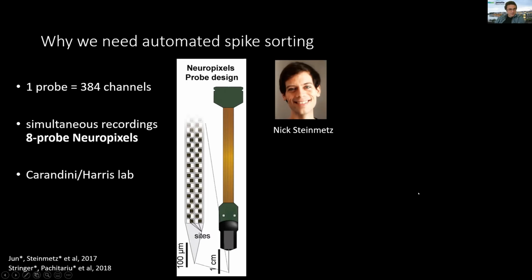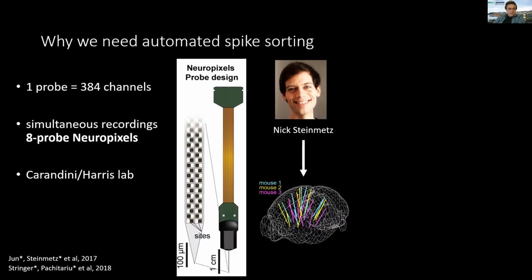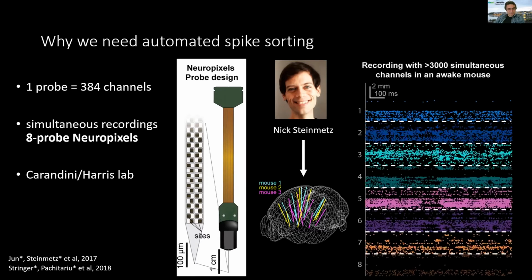Now, when I was in the Carandini-Harris lab, where they were testing these several years ago, and Nick was inserting 8 probes at the same time into the brain, that's when we realized, oh, this is a really valuable data set that we should really look into. But one of the obstacles preventing us from digging in was that it required a lot of manual curation after spike sorting. And so that really prompted a lot of the developments behind Kilosort, to allow us to look at these bigger data sets without all the pain that comes from spike sorting.